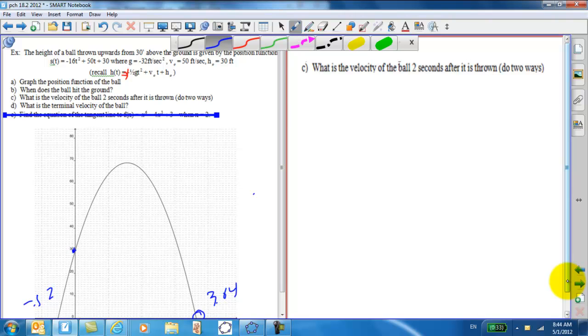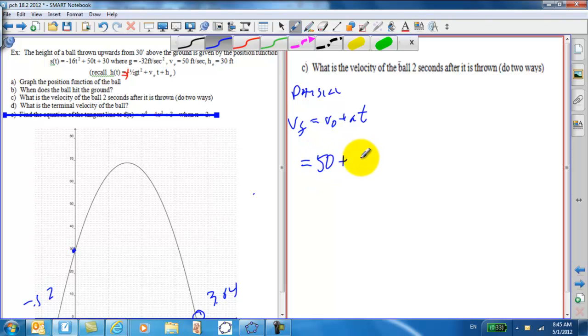Some of you might remember from physics a velocity equation that final velocity equals initial velocity plus acceleration times time. So you take the initial velocity, which was 50 feet per second, take the acceleration, which is negative 32 feet per second squared, times the time of 2 seconds.